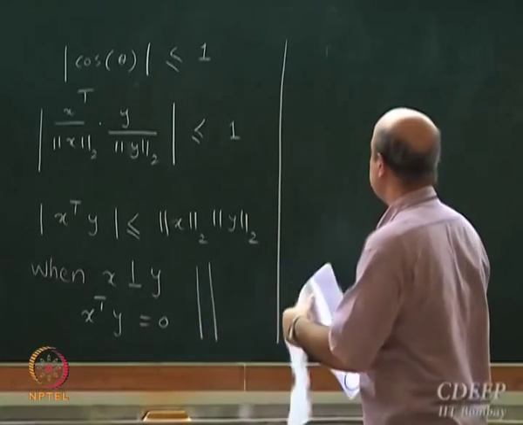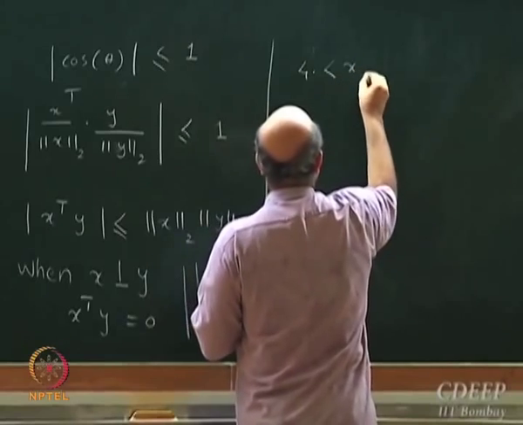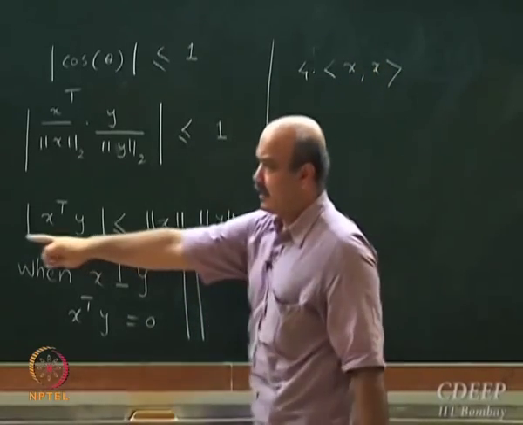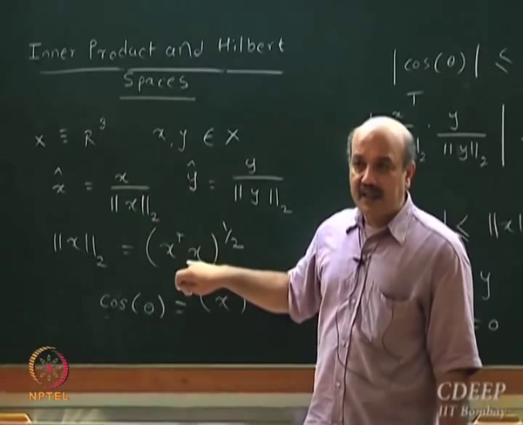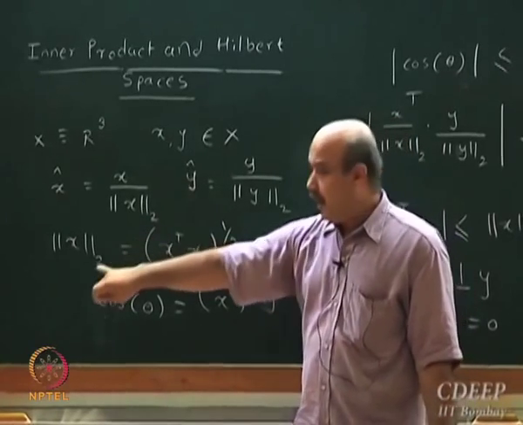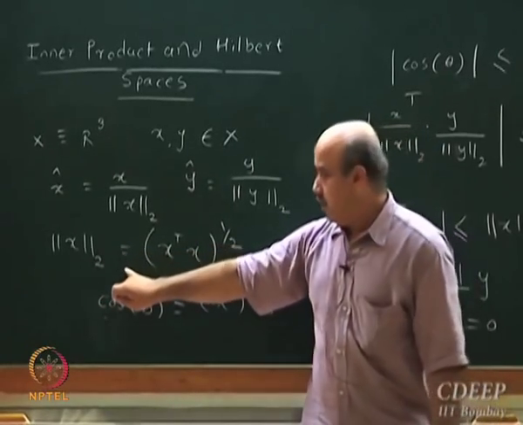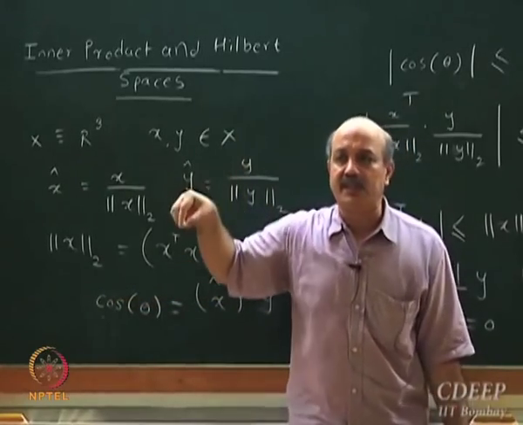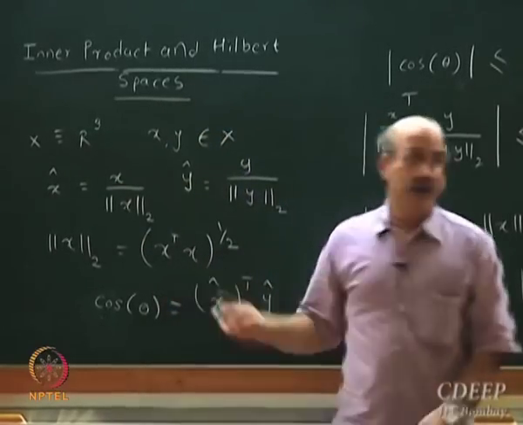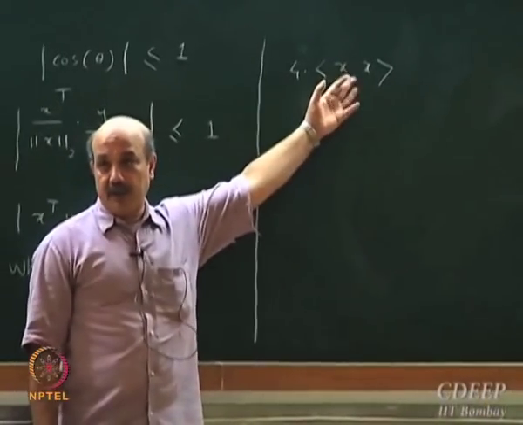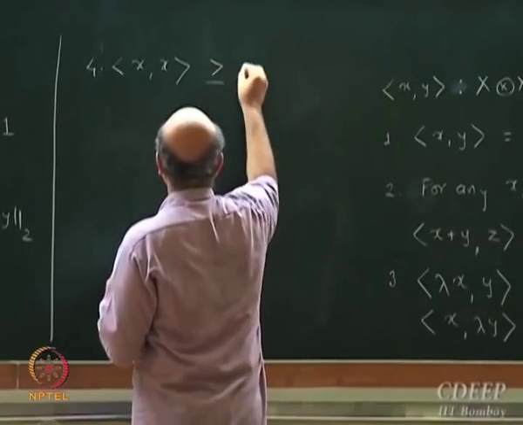What is the last axiom? The fourth axiom is, let's look at this property. If I take inner product of a vector x with itself, what do I get? I get two norm in three dimensions. What is two norm? Two norm is, if x1, x2, x3 are three components, x1 square plus x2 square plus x3 square whole to the power half. So this particular property is quite important in light of generalizing this. So this should always be greater than or equal to 0.